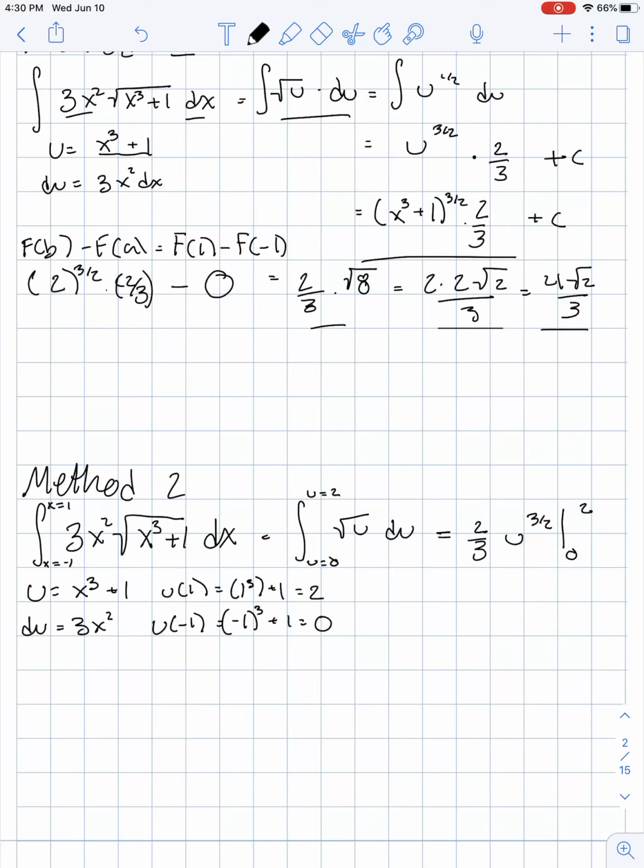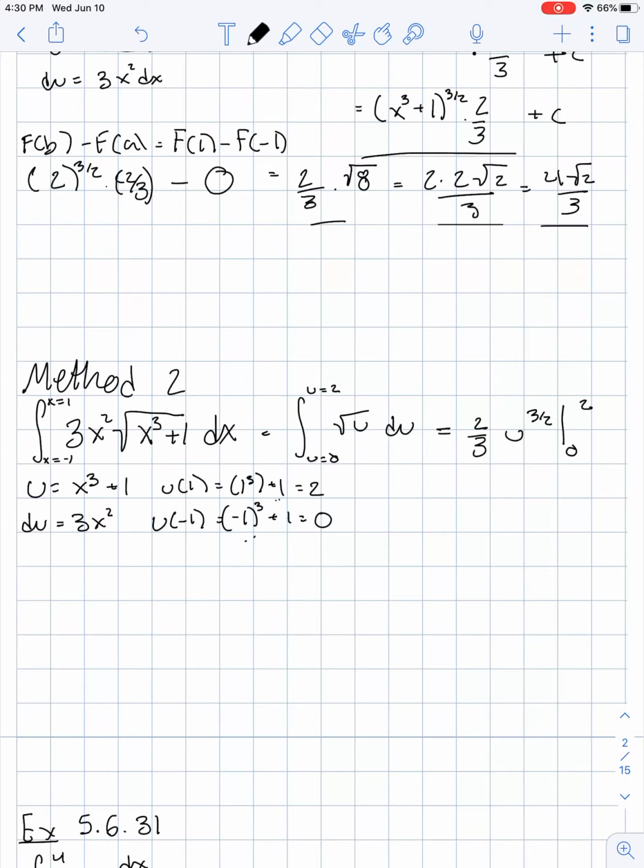So now I don't need to plug in x anymore. I've already done that once earlier by changing my bounds. So now I just need to plug in 2 for u and 0 for u and use the fundamental theorem of calculus. So I'll get 2/3 times 2 to the 3/2 minus 0, because anything times 0 is 0. And that gets us to the same exact place as before. And if that was a little confusing, we're going to do a lot of these, so don't worry about it.